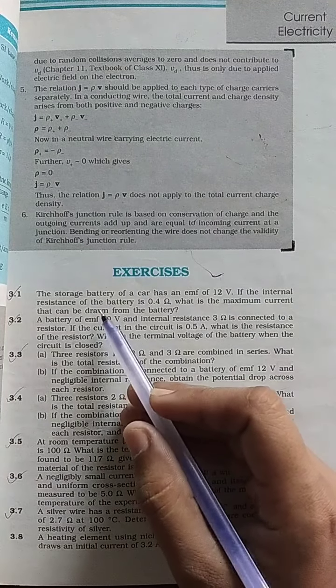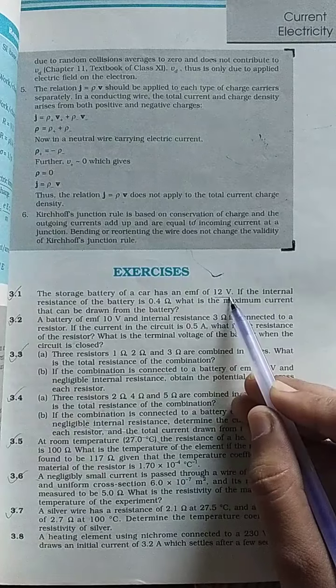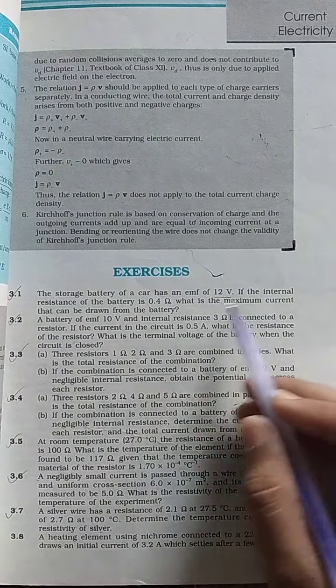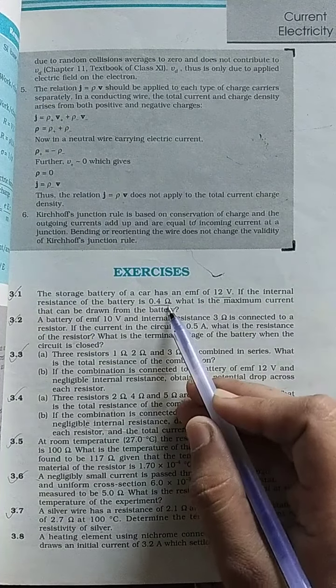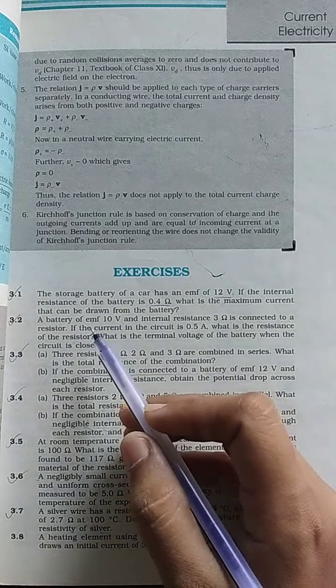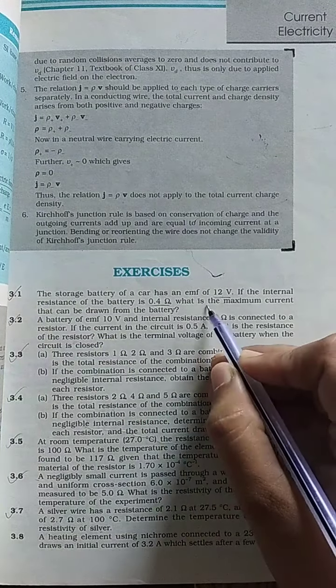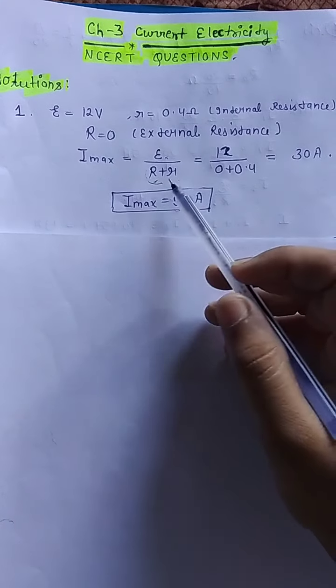The question number first is, the storage battery of a car has an EMF of 12 volt. The EMF is given, that is 12 volt. If the internal resistance of the battery is 0.4 ohm, that is the value of small r, what is the maximum current that can be drawn from the battery? We have to find the value of I maximum. This is given in this question.